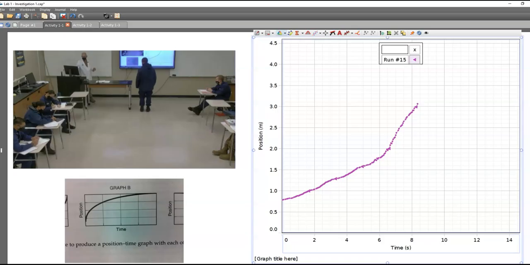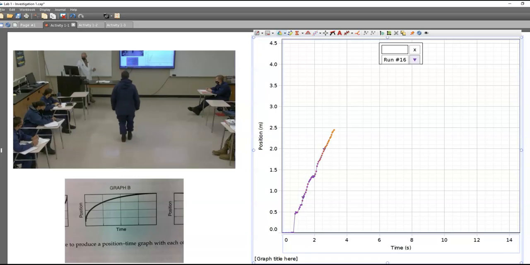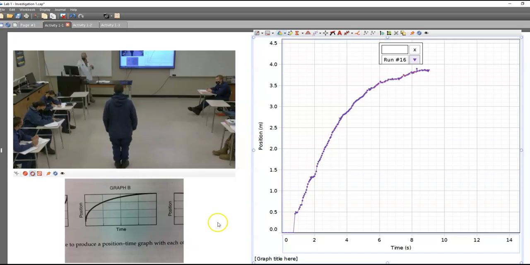So when you hear the clicking, you can go ahead and start. Okay. All right, not too bad, not too bad. We start off steep and we kind of flatten out there. Okay, not bad at all.